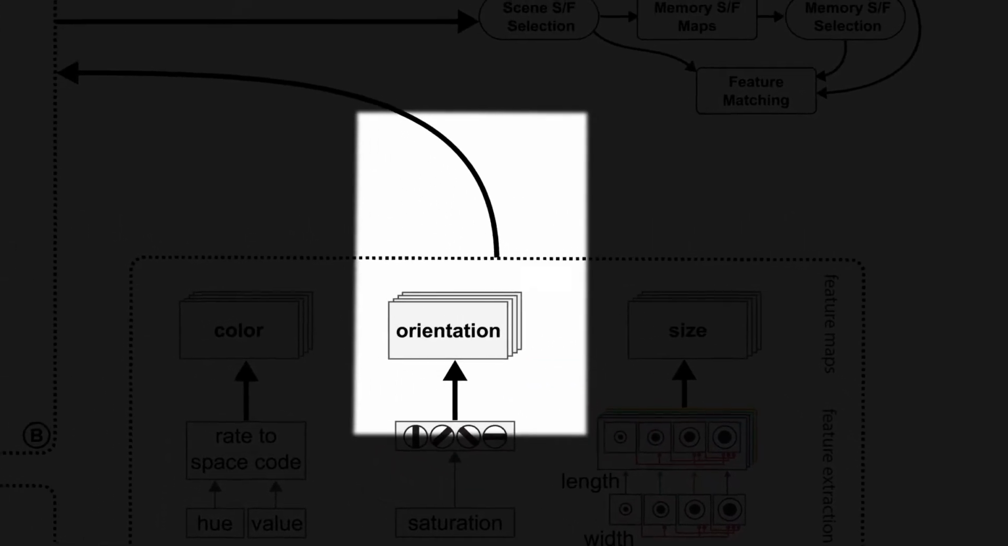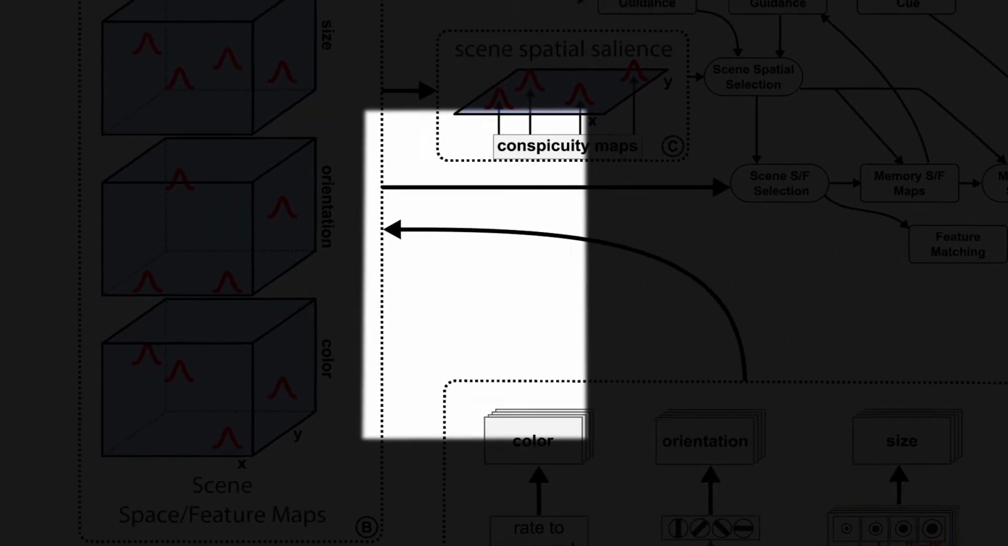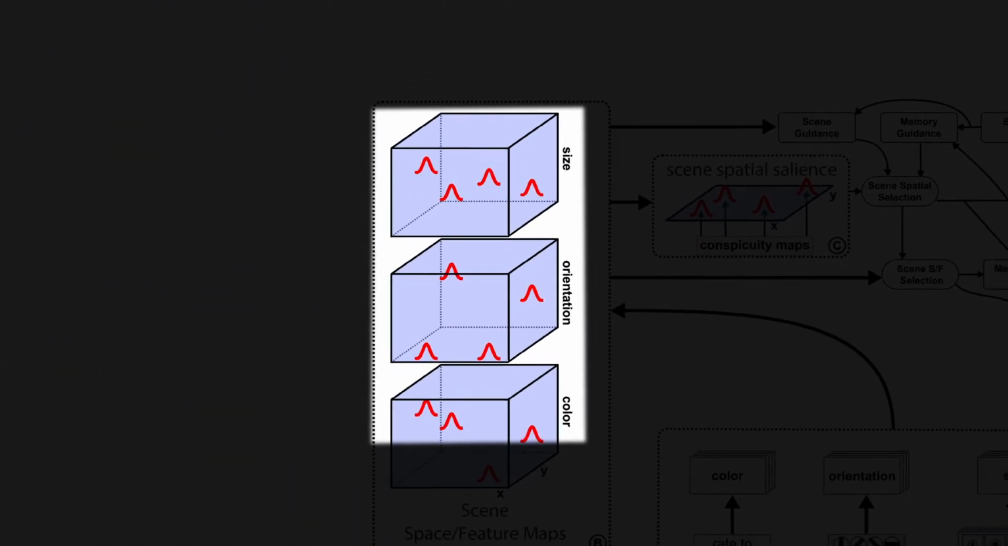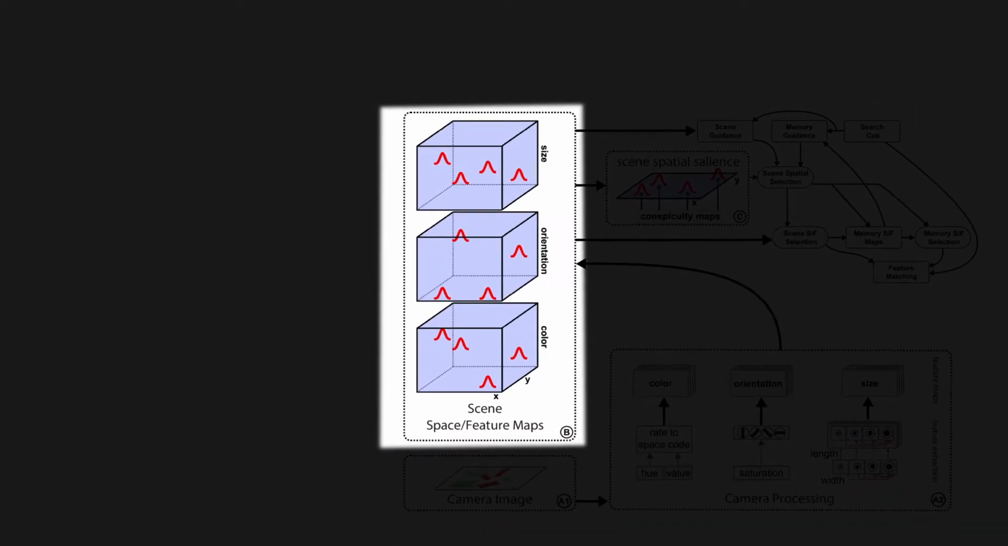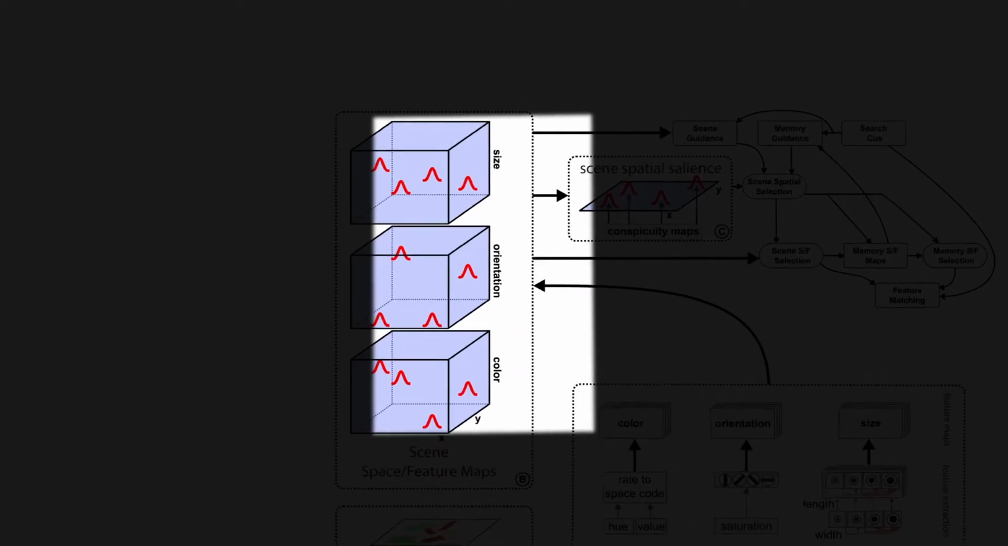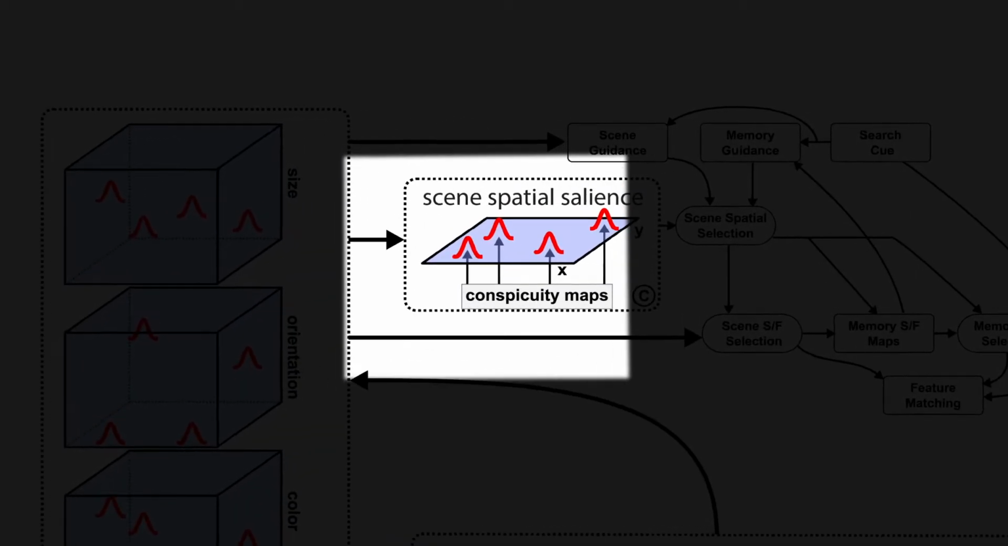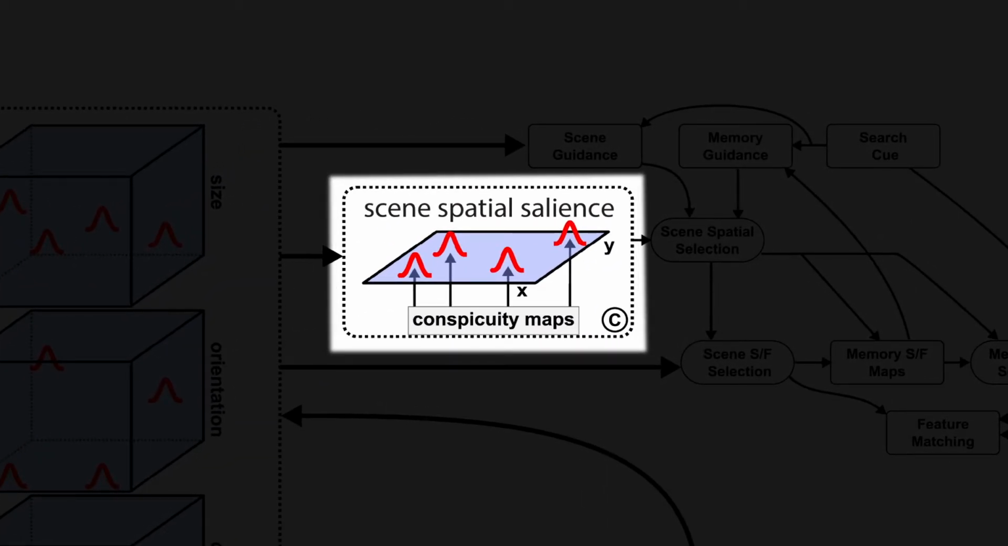The normalized output of the feature extraction pathway provides input into three space feature fields, with each combining two dimensions of visual space with one feature dimension. Each of the three scene space feature maps projects to the scene spatial salient field. These projections marginalize the feature dimension, so they are purely spatial.